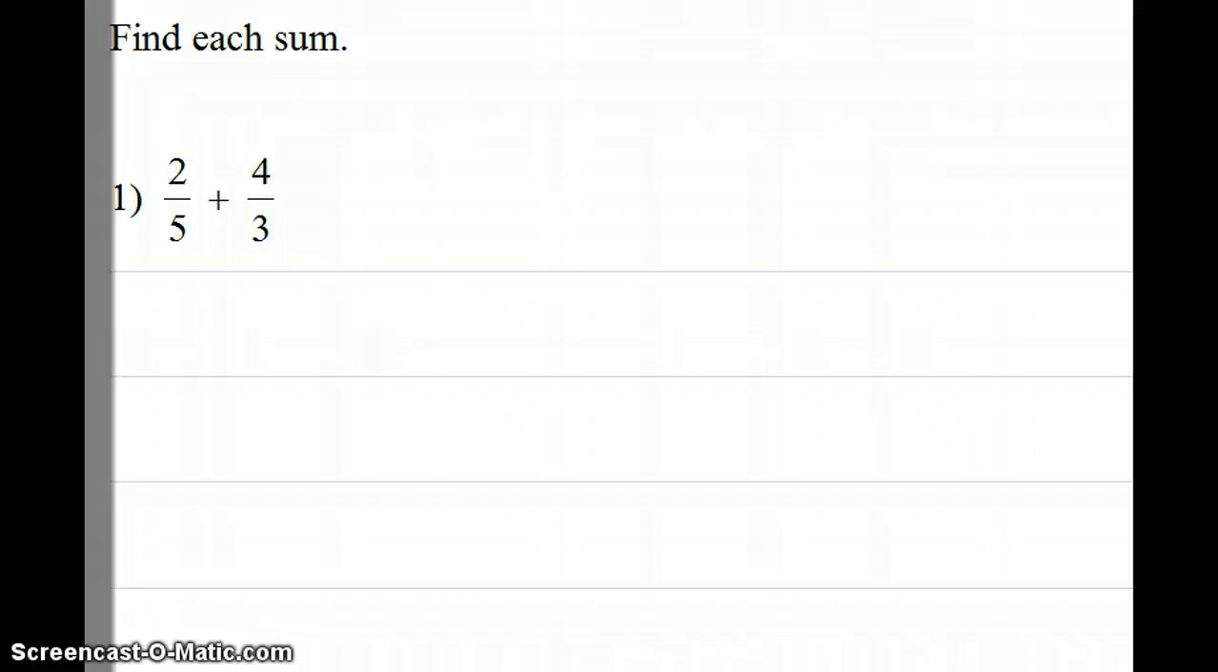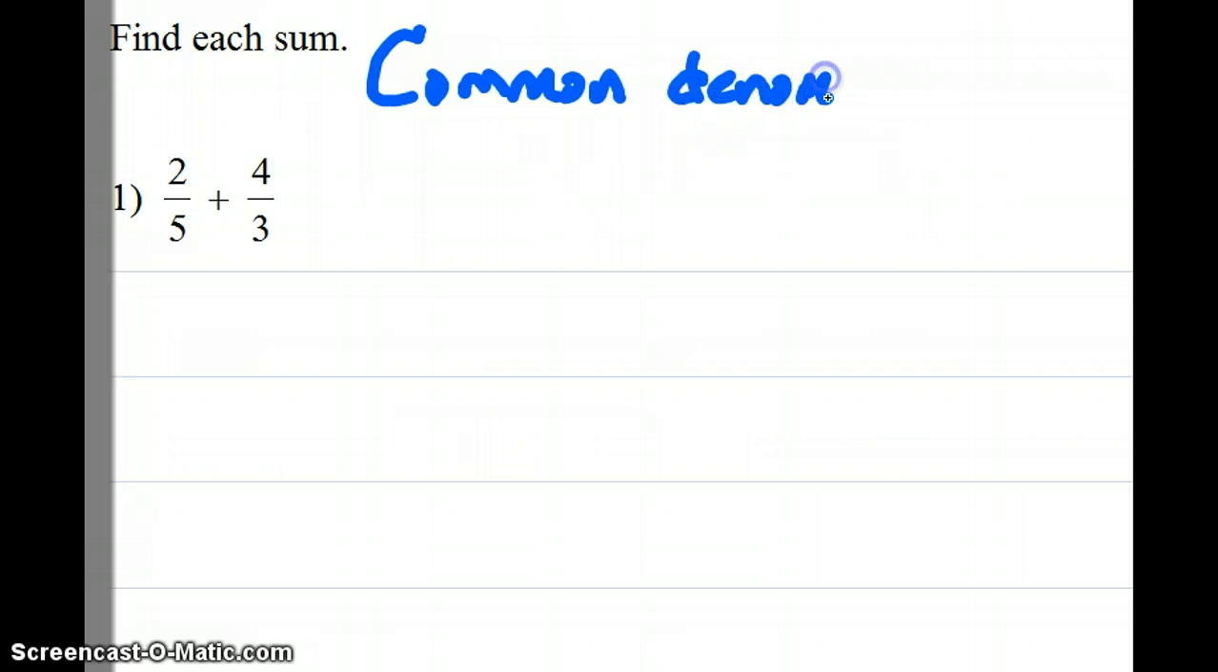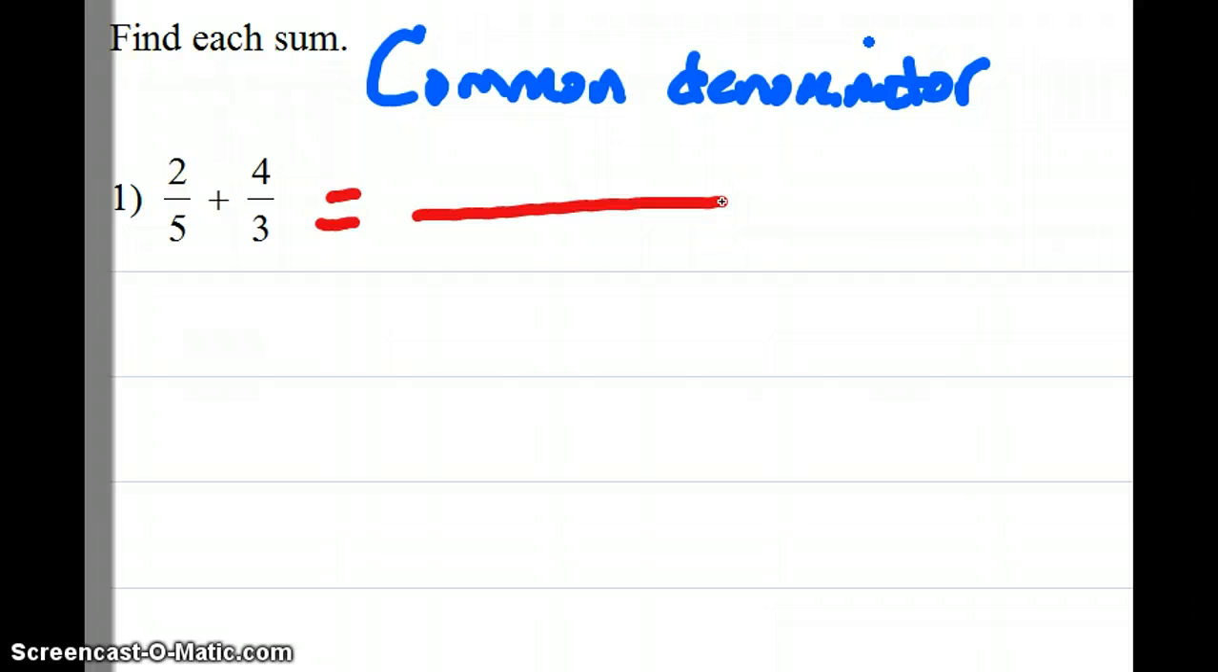So basically, on your notes, what you want to remember for adding and subtracting is we must get a common denominator. So again, what does common mean in math? It means the same. So when we're looking at a fifth and thirds, the easiest way to get a common denominator is just to multiply the two denominators together. So if I multiply 5 times 3, I'll get 15. So my common denominator should be 15.